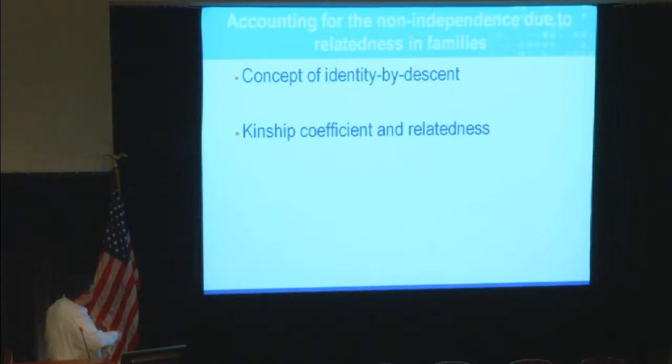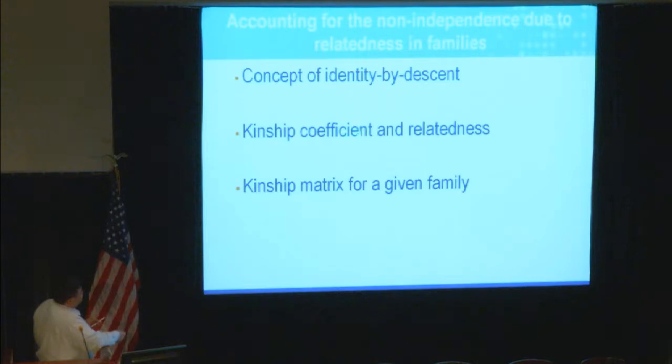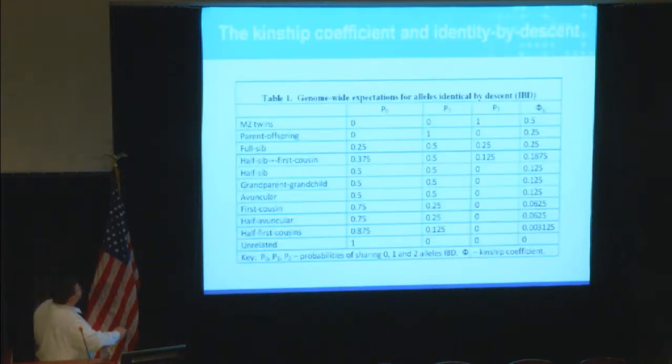The term IBD refers to the fact that alleles segregating through a population can be identical by descent if they are derived from the same common ancestor, right? If they're not, they're identical by state. Okay, and from this concept of identity by descent, we get the concept of the kinship coefficient and relatedness. Relatedness is just twice the kinship, and then the kinship matrix for a given family.